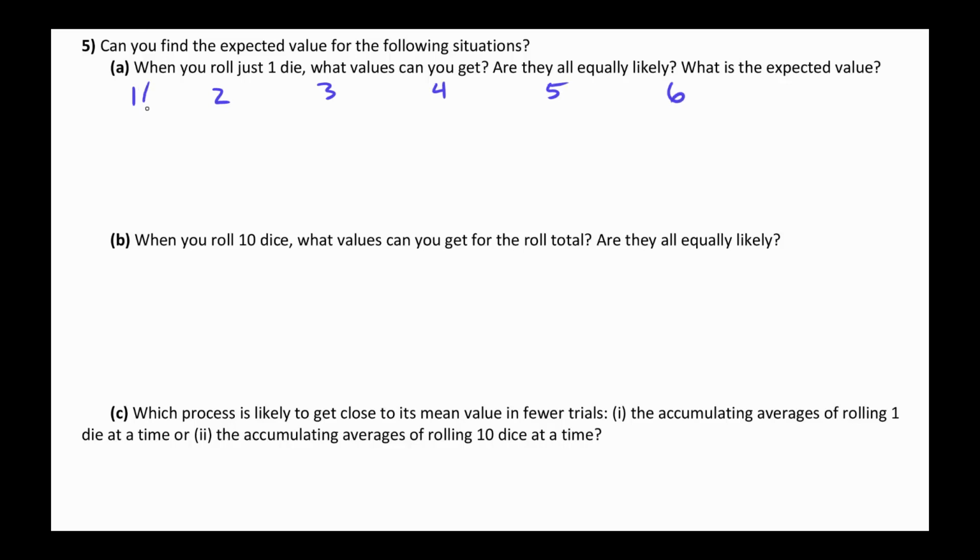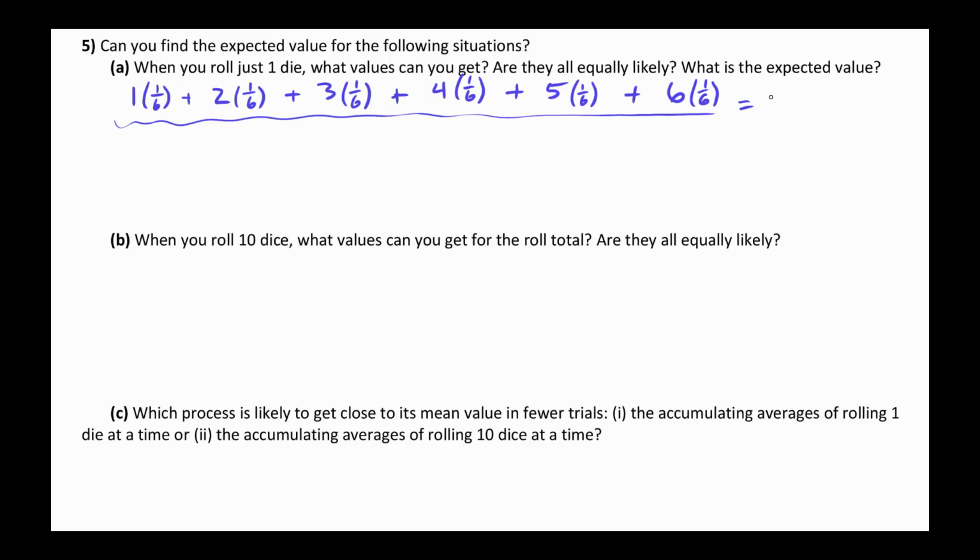And then we have to multiply them by their probabilities, which would be 1/6. 2 will happen 1/6 of the time. 3 will happen on just 1 out of the 6 faces. And actually that's what the probability is for all of these numbers, 1/6. If you had a different dice, like a 4-sided dice or an 8-sided dice, these numbers would change to represent how many faces there are. If I put all this in my calculator, I'm going to get 3.5.